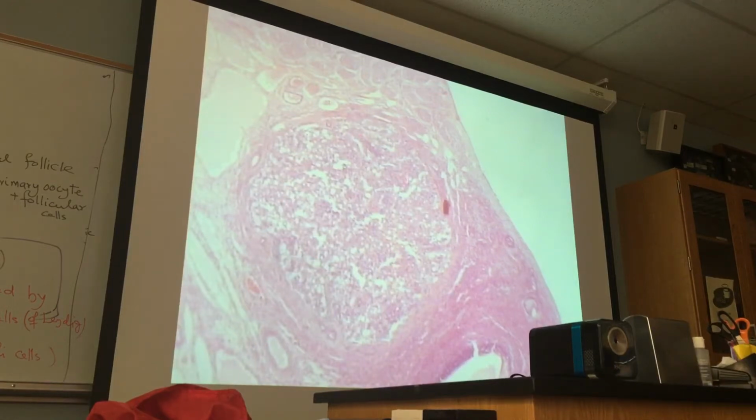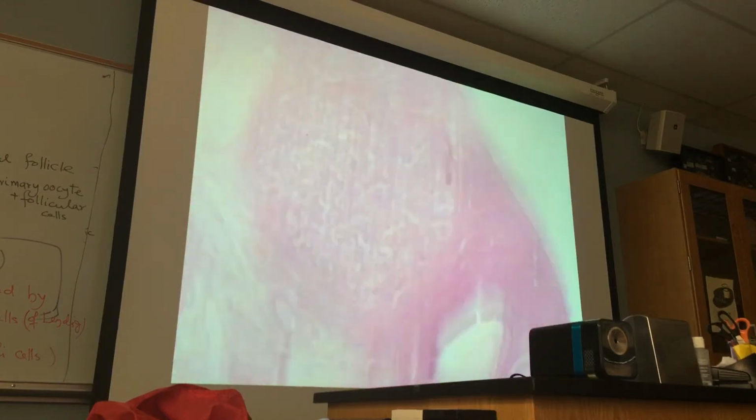Okay? These are the hormone secreting cells. And corpus luteum secretes all 4 hormones: progesterone, estrogens, relaxin, and inhibin. But this is the same slide, ovary. I have another slide. This is human. This is from human being.